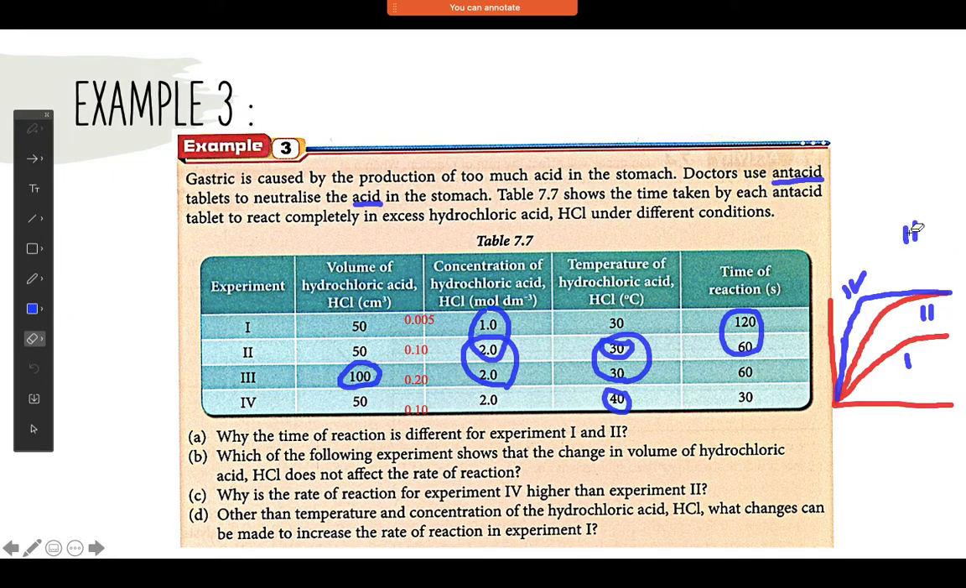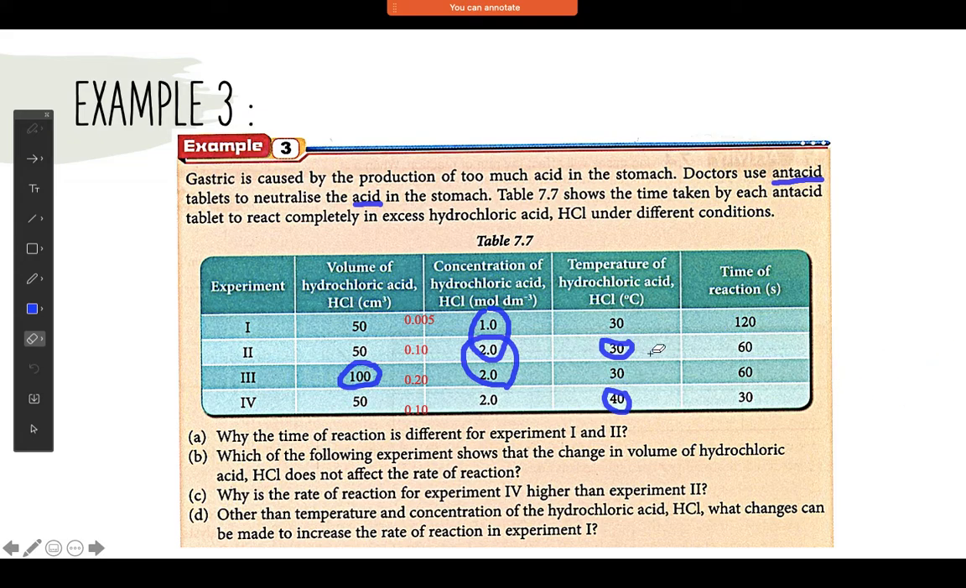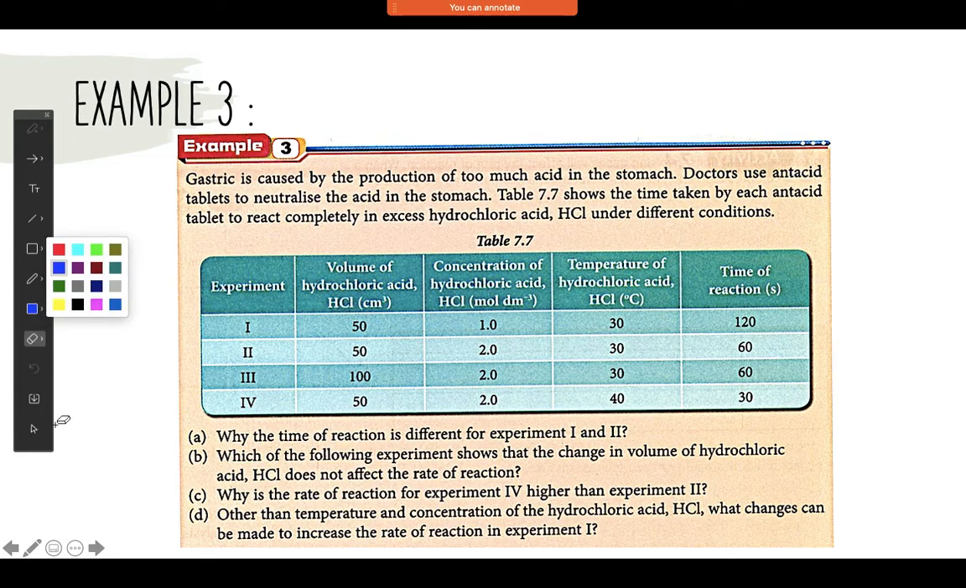Okay, dah habis untuk example 3. Seterusnya kita akan tengok pada example 4, which is kalau tengok example 4 itu dia adalah factors presence of catalyst.